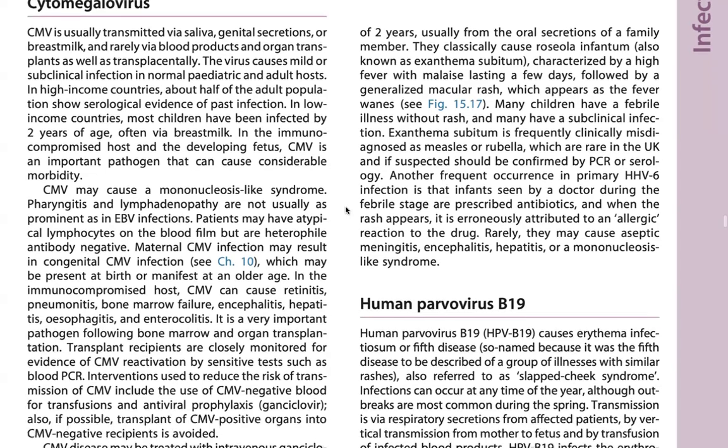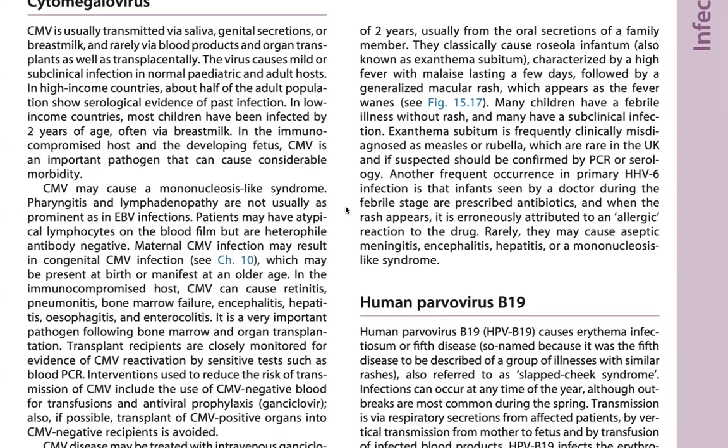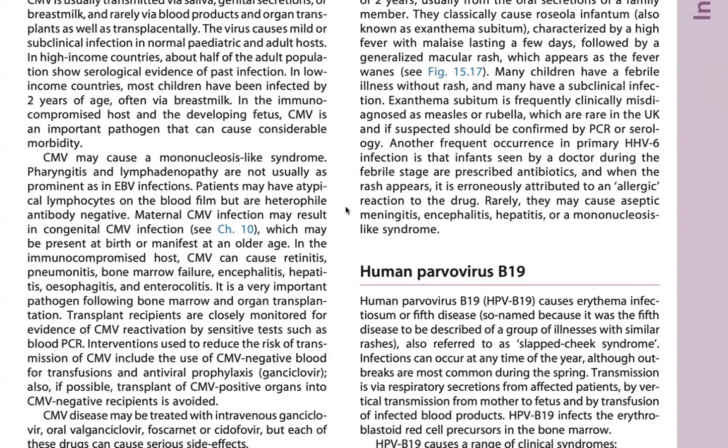CMV can cause a mononucleosis-like syndrome, but pharyngitis and lymphadenopathy are not usually as prominent as in EBV. Patients may have atypical lymphocytes in the blood film but are heterophile antibody negative. Maternal CMV infection may result in congenital CMV infection, which may be present at birth or manifest at an older age. In the immunocompromised group, CMV can cause retinitis, pneumonitis, bone marrow failure, encephalitis, hepatitis, esophagitis, and enterocolitis.